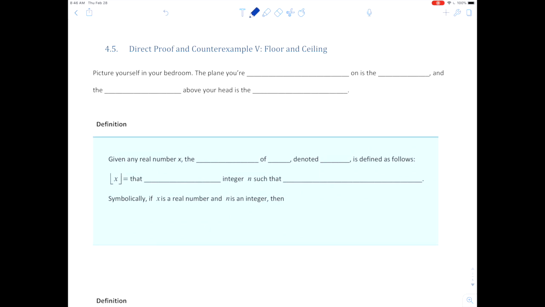Today we're going to be checking out floor and ceiling. So picture yourself in your bedroom, the plane you're standing on is the floor, and the plane above your head is the ceiling, right? Pretty easy to picture.